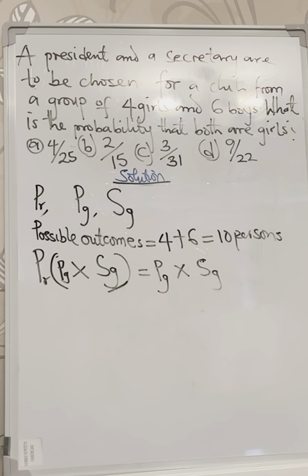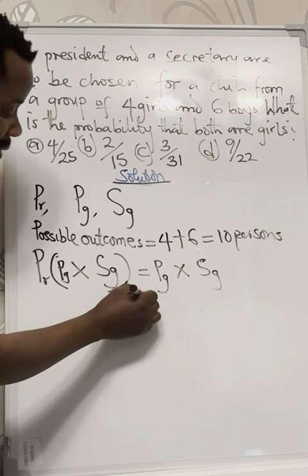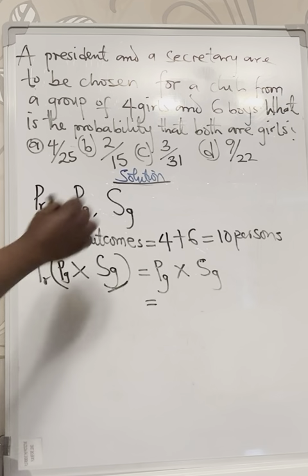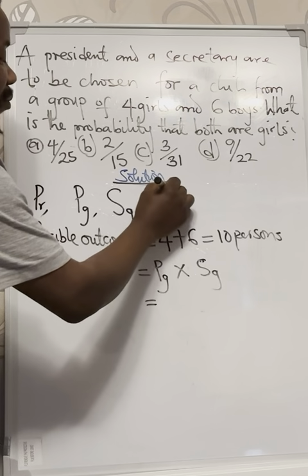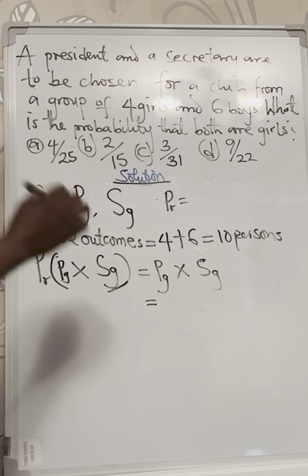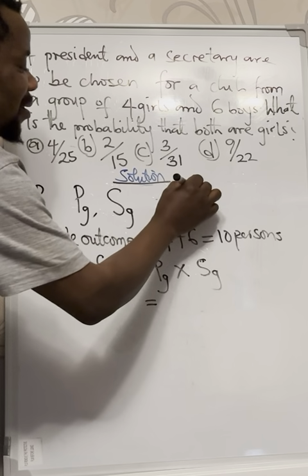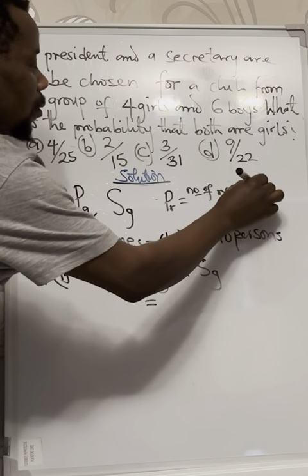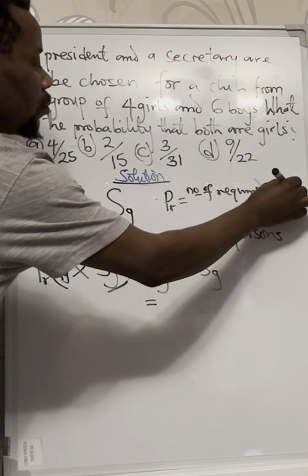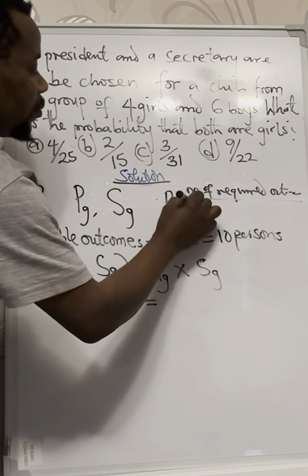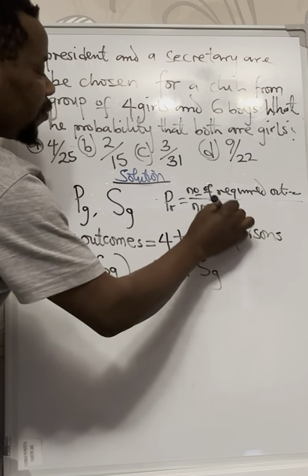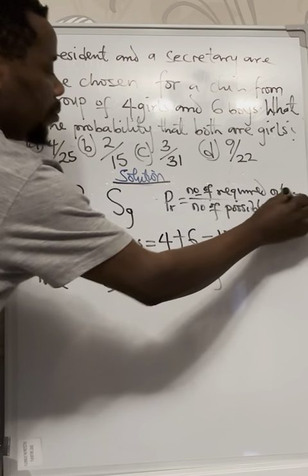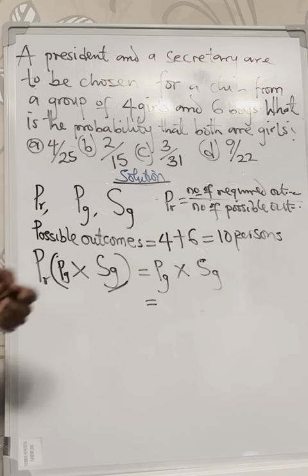So now we know the number of persons in the club, and you know probability. Let me write again here. The probability has to do with the number of required outcomes all over the number of possible outcomes. That is our probability.